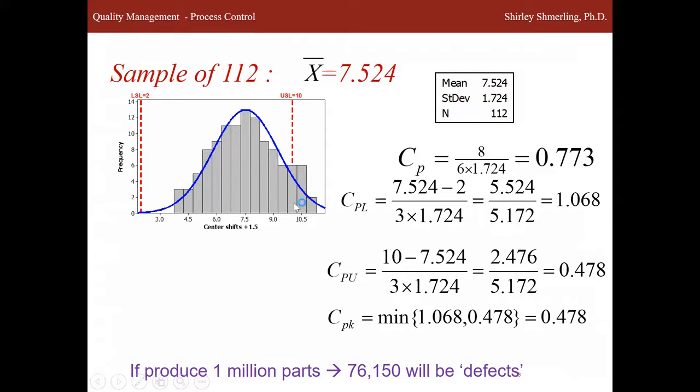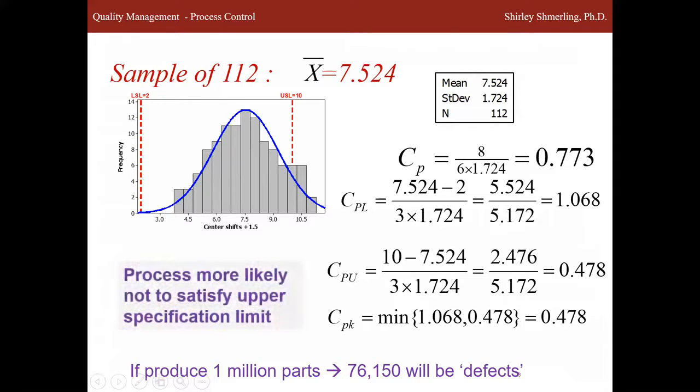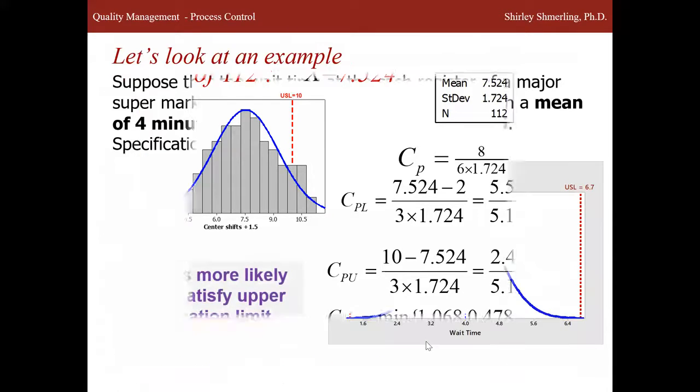Visually, you see the problem: you have more defects on the upper side because the process shifted, the mean shifted to the right. We have more probability of having defects because we don't satisfy the requirement of not being above the upper specification limit. And when we look at the DPMO, we have 76,000 defects per 1 million. So we see that the process is more likely not to satisfy the upper specification limit, and the one-sided indices and the CPK, which is the worst case scenario, provide us with this information.